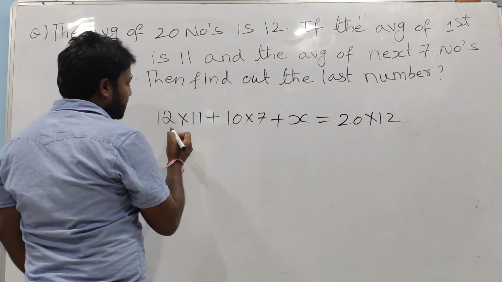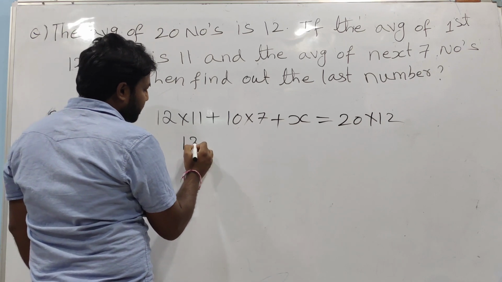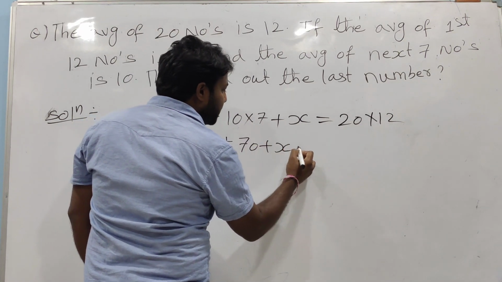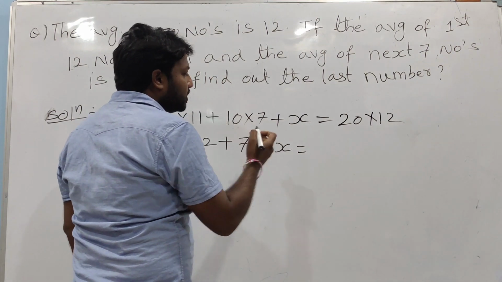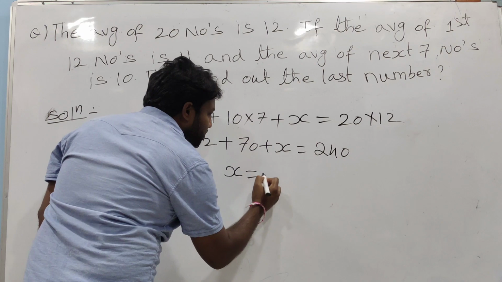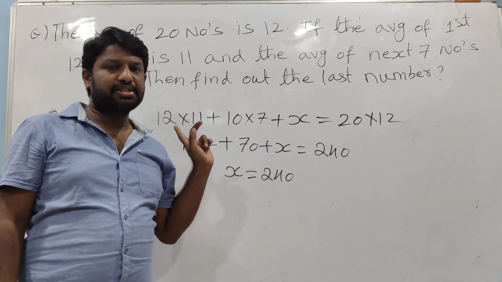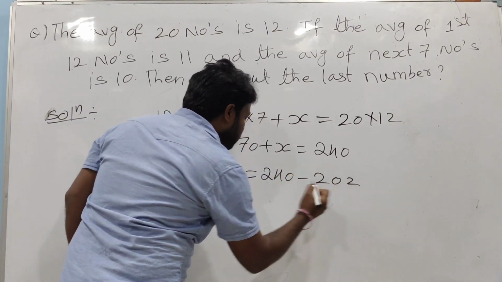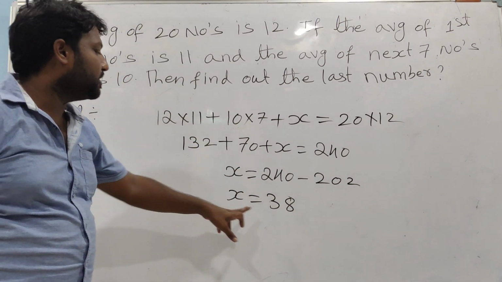x is nothing but the last number. So 12 into 11 is 132, plus 10 into 7 is 70, plus x is nothing but 20 into 12. So what is 20 into 12? That is nothing but 240. Okay, from here I will find x. x value is nothing but 240 minus (132 plus 70). 132 plus 70 is 202. 240 minus 202, so I am getting x value as 38. What is the last number? The last number is 38.